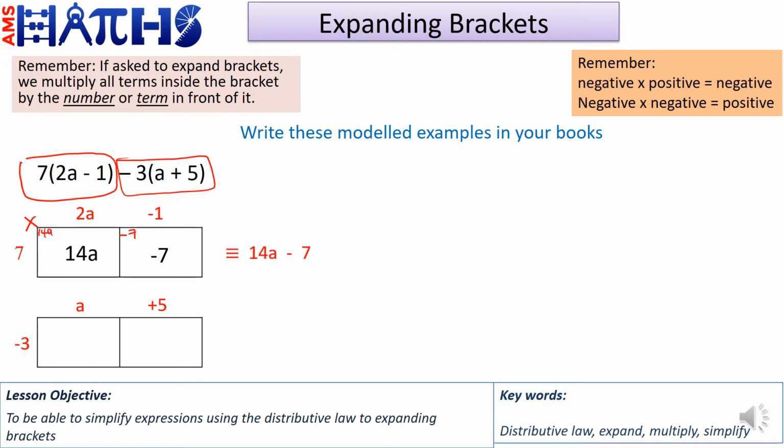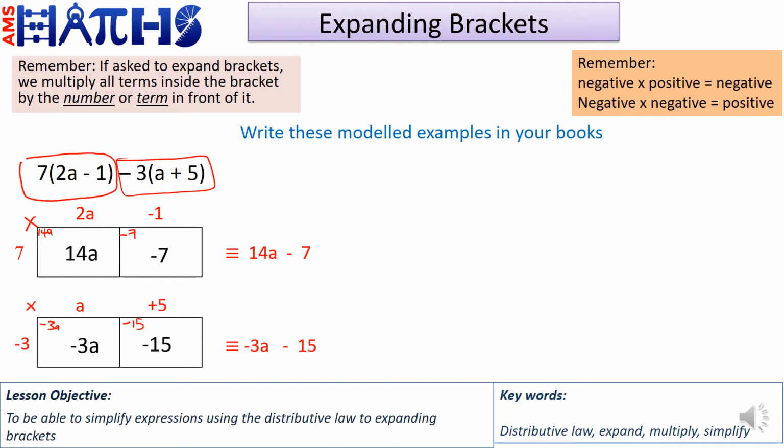Then for the second grid, we're going to multiply. So we'll get minus 3 times a, minus 3a. Then we'll also have minus 3 times positive 5 to give minus 15. So we have minus 3a minus 15.